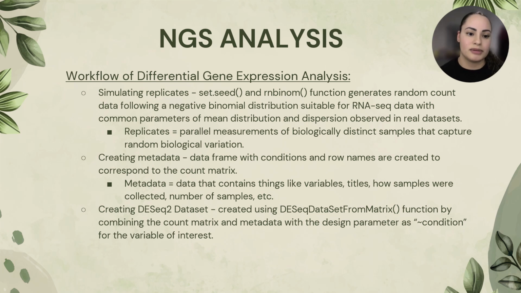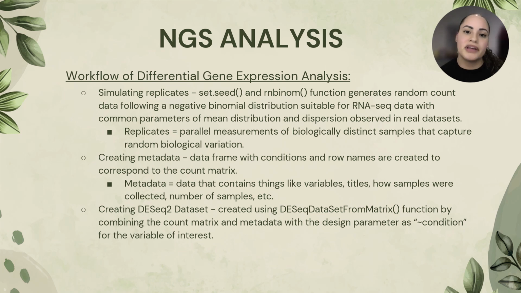Following this simulation of replicates, we're able to create our metadata. Metadata is basically data that contains things like variables, titles, how samples were collected, number of samples. There's lots of different things that could be contained in metadata. So to create the metadata, a data frame with conditions and row names was created to correspond to the count matrix.